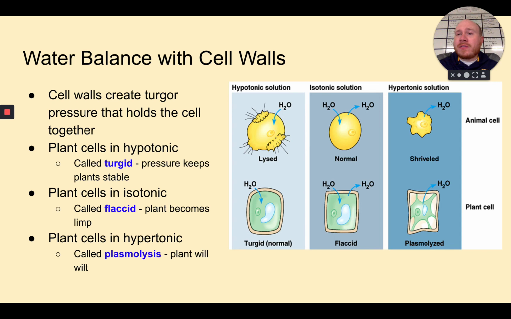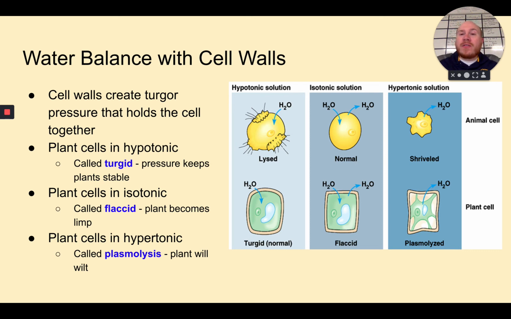So if we put a plant cell in a hypotonic solution, what's going to happen is there's more solute inside the cell than out. And water, being water, wants to go inside the cell to spread it out. And we call that turgid. It's pressure that keeps a plant stable. So that's why you want to keep watering your plants so that they can stay upright.